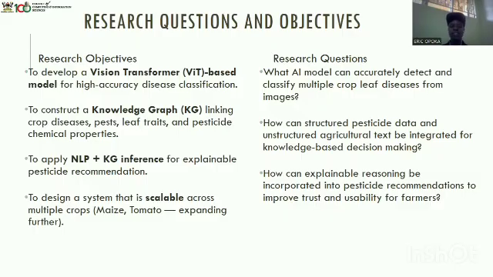Next, we have to integrate the knowledge graph plus natural language processing. The natural language processing detects and extracts text from the different data we shall feed it, because the data comes from the Food and Agriculture Organization. We have to extract what we want, so the natural language processing will take what we need from the data. We also have to design a system that is scalable across multiple crops, to include tomato and others in the future.